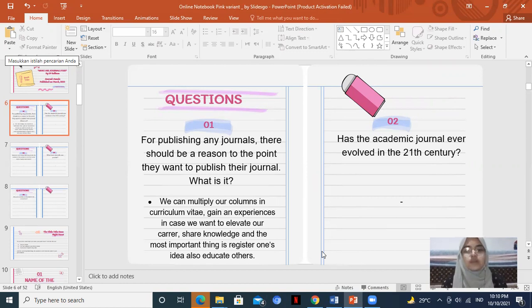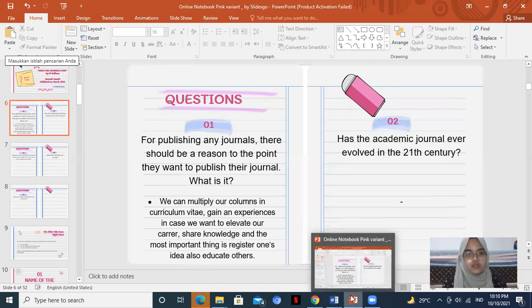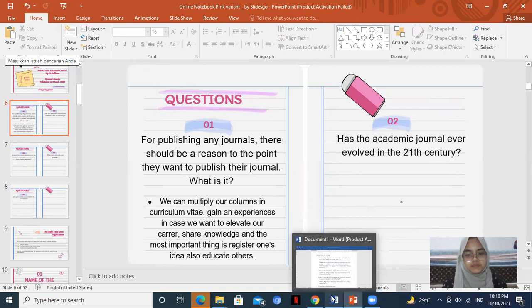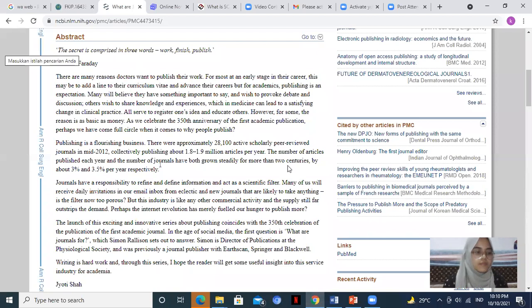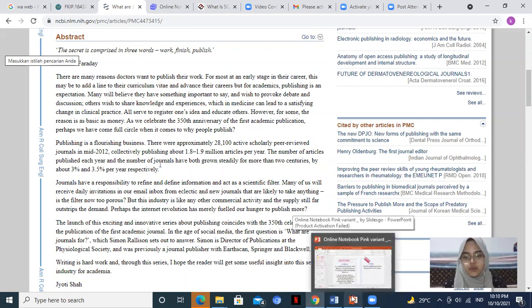And I will give my point of view. The conclusion of these questions is, we can get many benefits if we write and publish our journal, such as multiplying our columns in curriculum vitae. So we go to the next question.